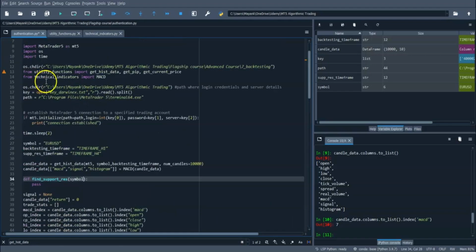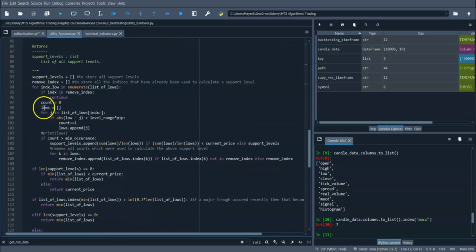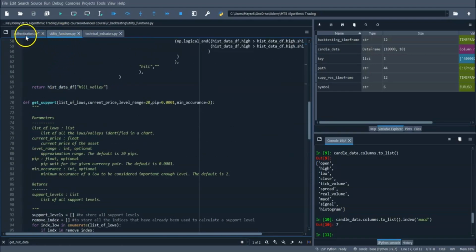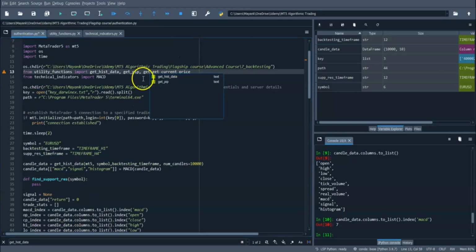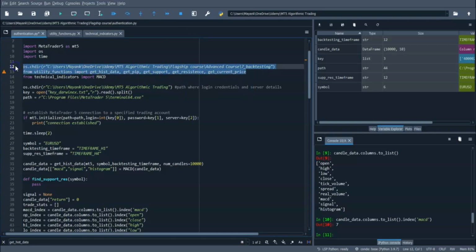So first of all, we'll have to import get support and get resistance from the utility function. So let's do that. Get support and get resistance. Let me quickly import these two again.